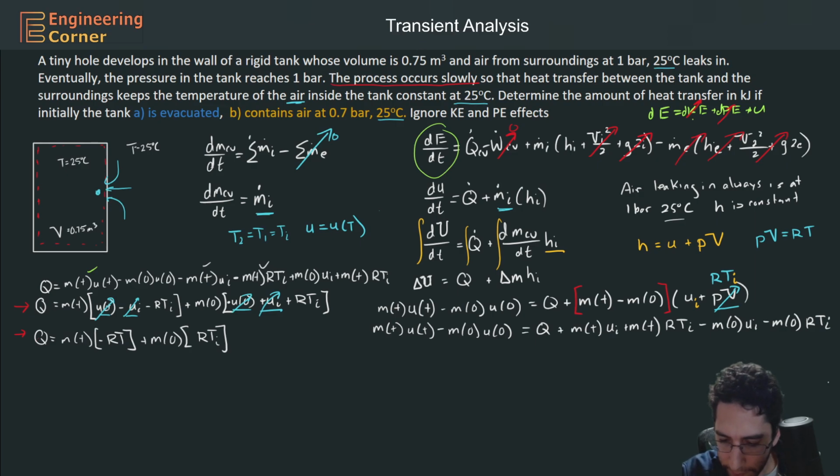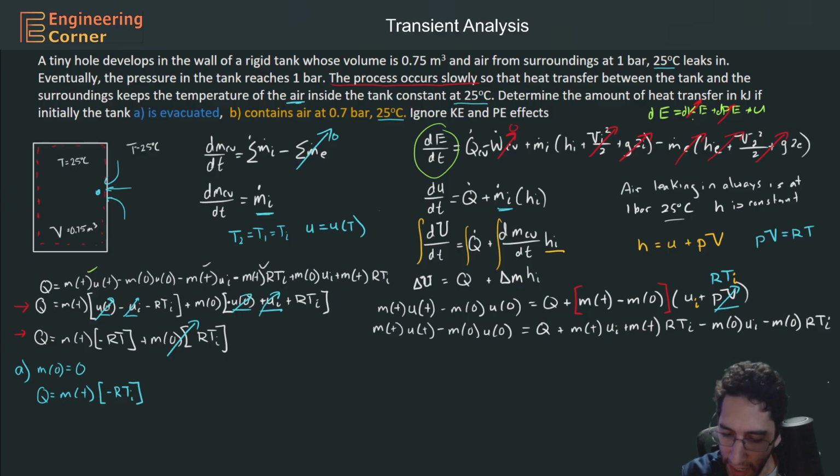Now for part A, actually, let me do blue since A is in blue. So for part A, when we do this, well, we're told that my tank is evacuated. That means the mass in my tank is initially 0. And that means this entire part of the equation is just going to go away. So here I'll have Q is equal to mass at time t times minus RT. And this is a T of i, but we know all of my temperatures are the same. But we don't know what my mass is.